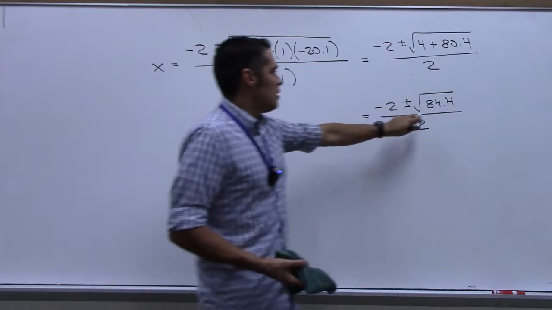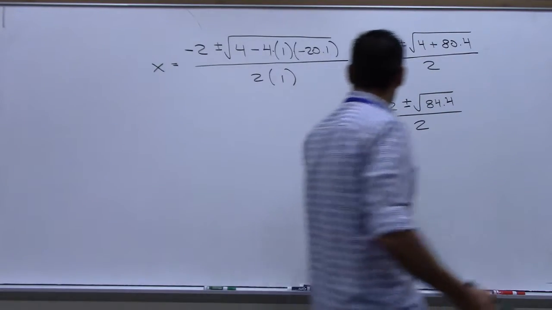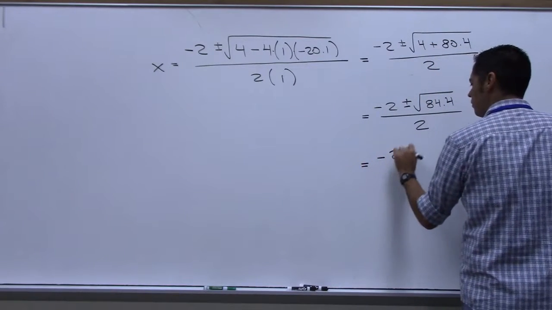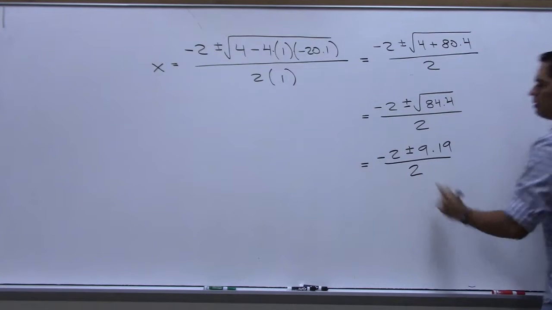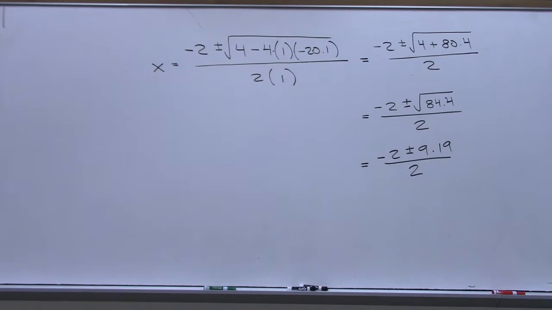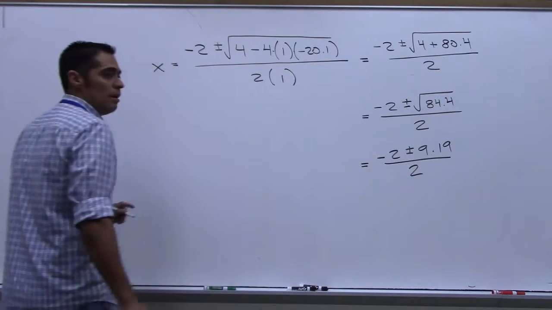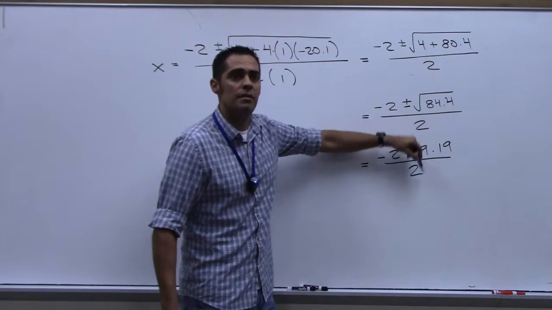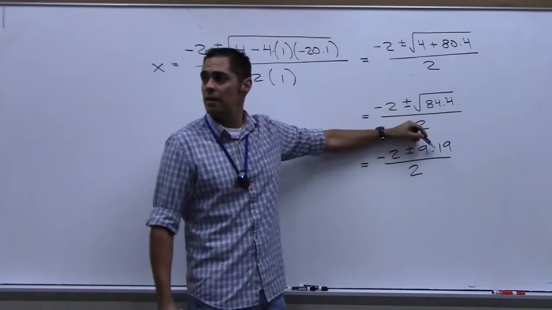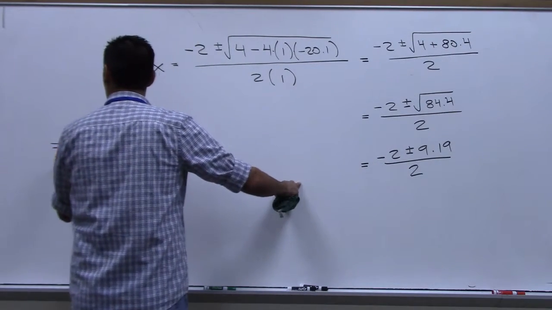Let's take the square root on our calculator. What's the square root of 84.4? 9.19. Over 2. And now you put these two answers together. So how do we do this? Negative 2 plus that first, then divide by 2. Then negative 2 minus that, divide by 2. So we have two different answers coming from this.